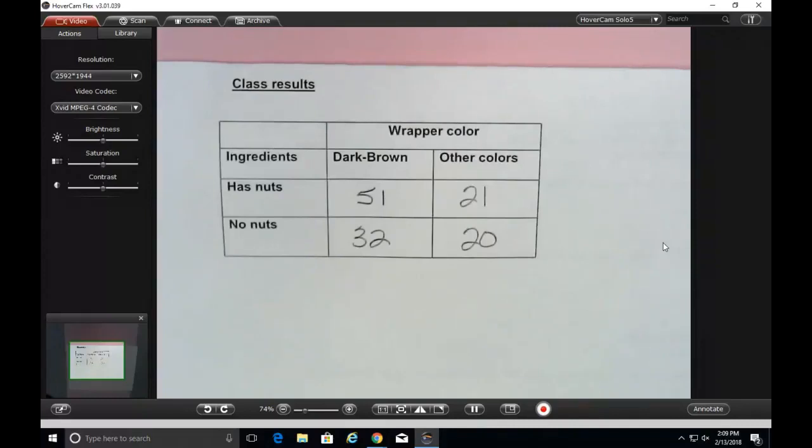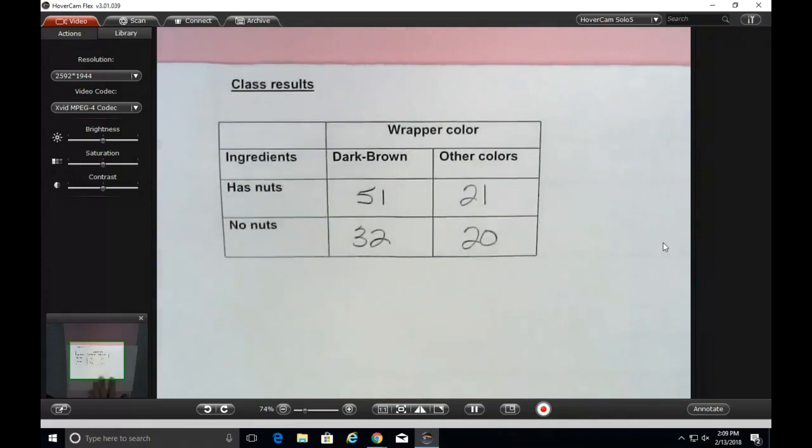So for those of you that are watching the recording, what we did is we had a couple of big bags of candy and we split them up by colors of the wrapper. Some of them, the wrappers were dark brown and some of them were other colors. And then by whether the candy had nuts in it or not. So we had things like peanut M&Ms that had nuts, but the wrappers for those are yellow. And things like Snickers that has a dark brown wrapper and has nuts. Here's what we got overall.